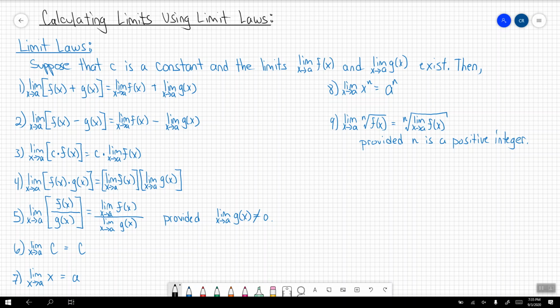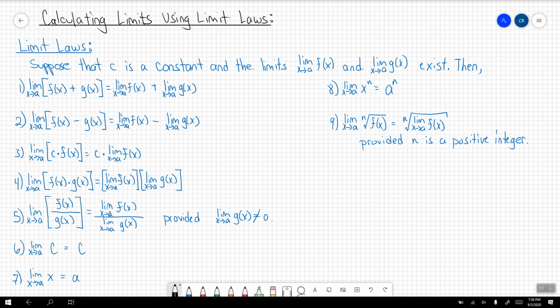Number 4 says that if we want to take the limit of a product of two functions, then we can do it as the product of each individual function's limit. So take the limit as x approaches a of f of x, multiply that quantity by the limit of g of x as x approaches a.